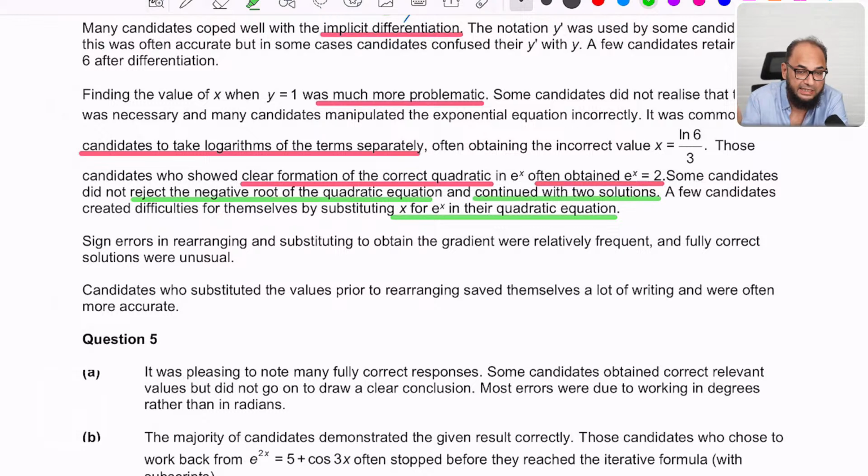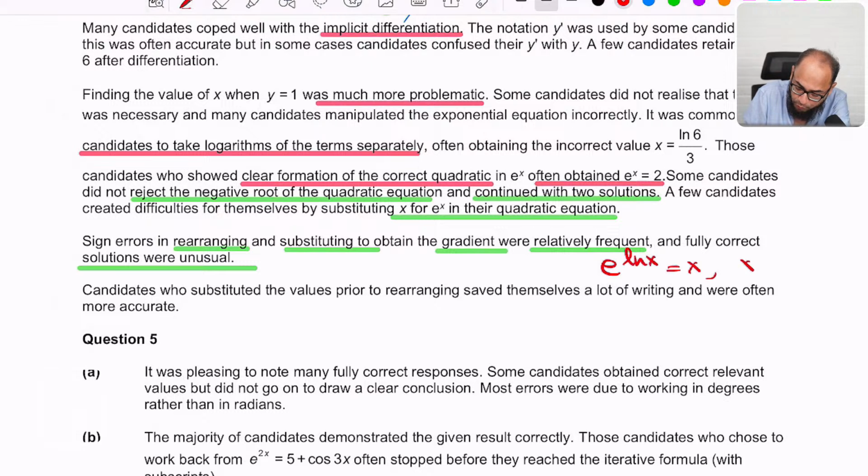I mean, the world is full of people who make all these permutation combinations in every other maths paper. Sign errors in rearranging and substituting to obtain the gradient were relatively frequent, and fully correct solutions were unusual. There was nothing wrong with this. No one was asking for an expression. All you have to do is plug in the value. And of course, you can also use the calculator, the rule that I've explained, e power ln x. Very, very important rule. Remember this because it's going to come again. Anytime, you never know. e raised to the power of ln x is equal to x provided x is greater than 0. Very, very important rule in differential equations, in integration and substitution.